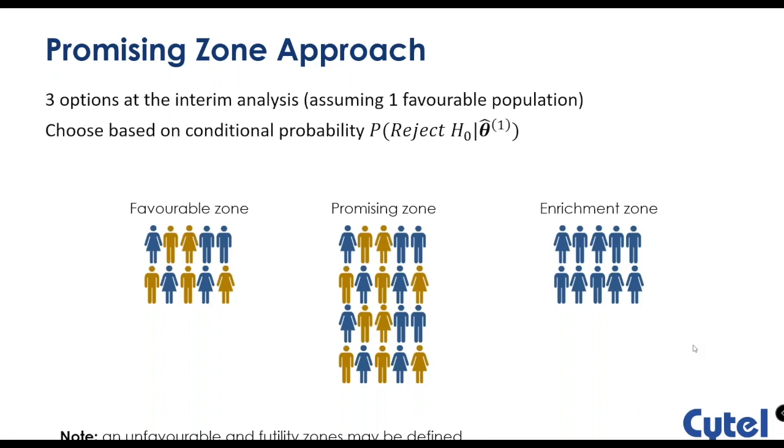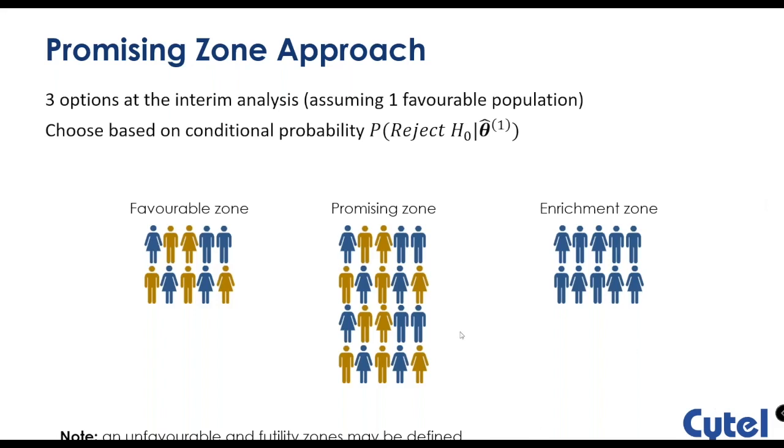The important point of how this is constructed is that this choice is made based on the conditional probability. So again, given our observations at the interim analysis, what is the probability that we now reject the null hypothesis? And this is the approach that is implemented in the ENRICH package in East that will be spoken about later.